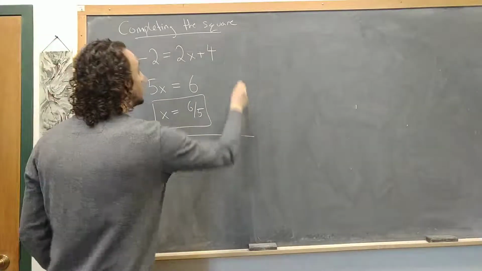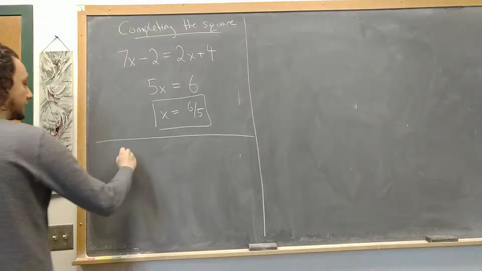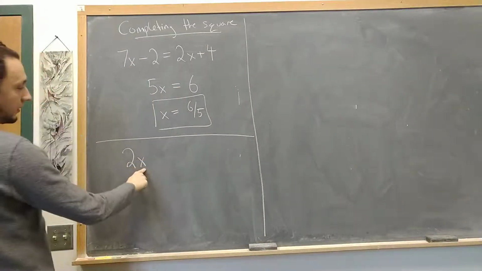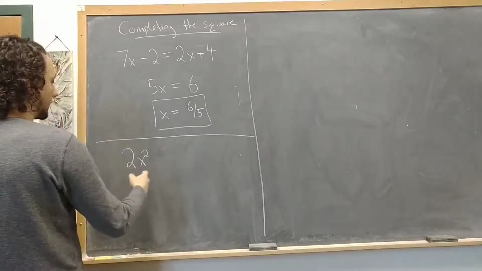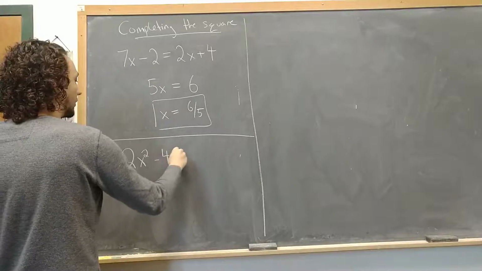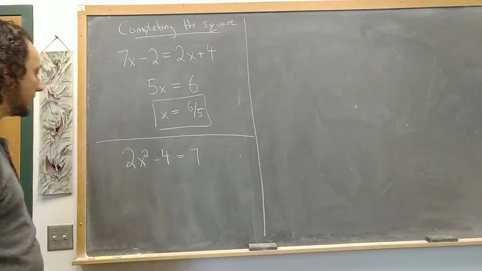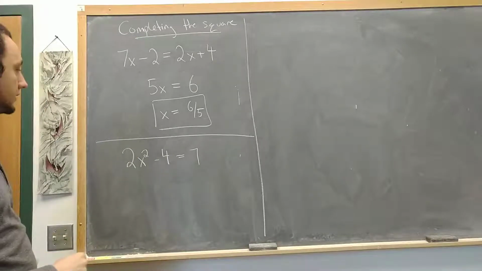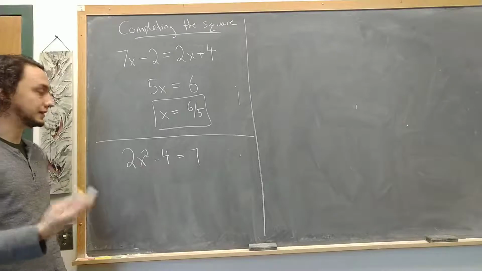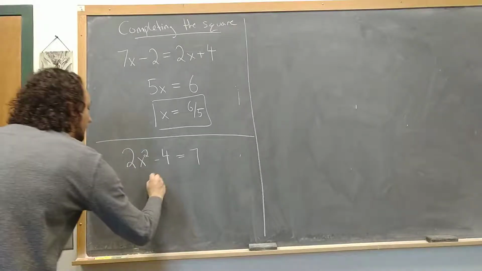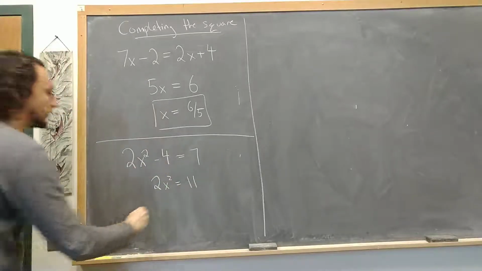Now a quadratic equation differs from a linear equation in that you find something like the variable x being squared. So you might see something like 2x squared minus 4 equals 7. Here's an example of a quadratic equation. Now in this particular quadratic equation, we can also work by isolating the variable. We can get 2x squared equals 11 by adding 4 to both sides.